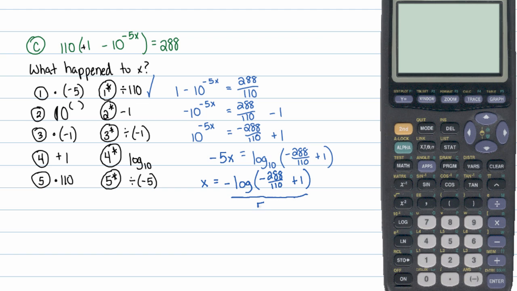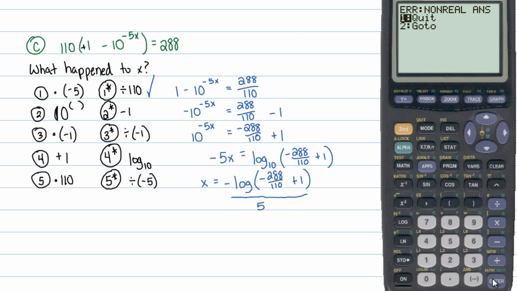I just threw the negative out front. So now if I want to approximate that, get a decimal approximation, I'll put a negative log of negative 288 over 110, and that's being added to by 1. Close out that logarithm and then divide the whole thing by 5. Uh-oh, we've got a problem. It's a non-real answer.